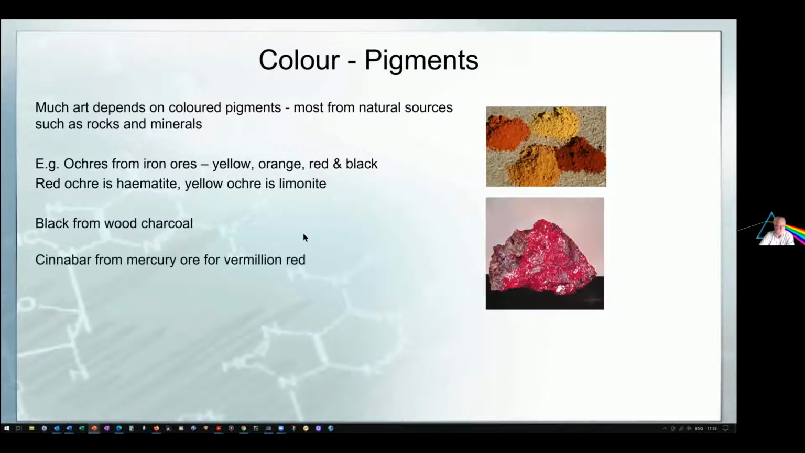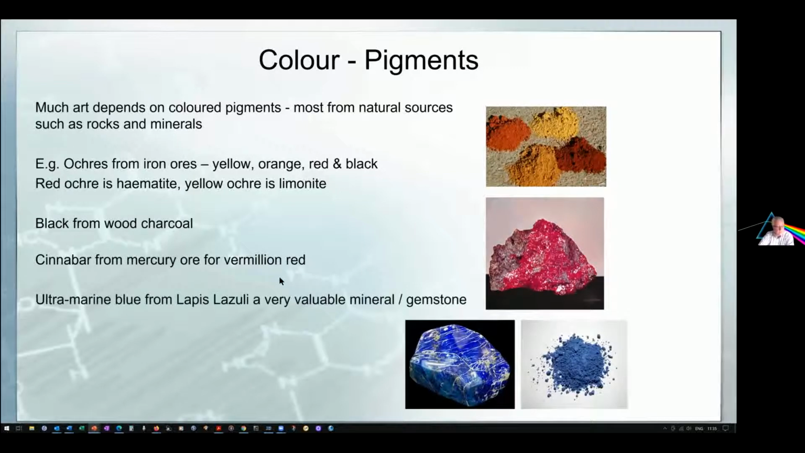We've had vermilion from mercury, from cinnabar. Obviously, some of these substances now are no longer used because they're considered dangerous. And ultramarine came from a semi-precious stone called lapis lazuli. And that was very highly praised by artists in the early days.